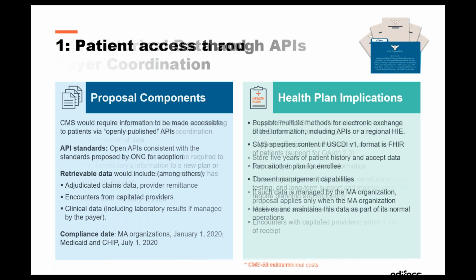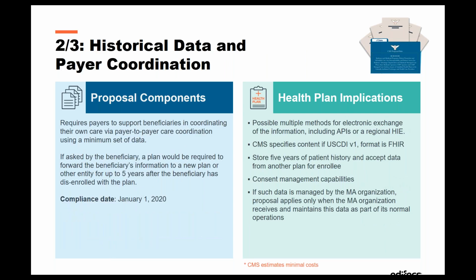Next, historical data and payer coordination requires payers to support beneficiaries in coordinating their care between payer and payer. So this is really the idea of a minimum data set that needs to be moved back and forth, and it has to go back 5 years, right? So the impact to a plan is you need to make sure that you have multiple methods of electronic exchange. Are you using an API? Are you connected to an HIE? How are you using IHE protocols? How is it that you can actually move that clinical data or that patient data at this point, right? They are going to mandate the USCDI as a standard. We'll go into that. The format is going to be FHIR. Needs to be 5 years of patient history.